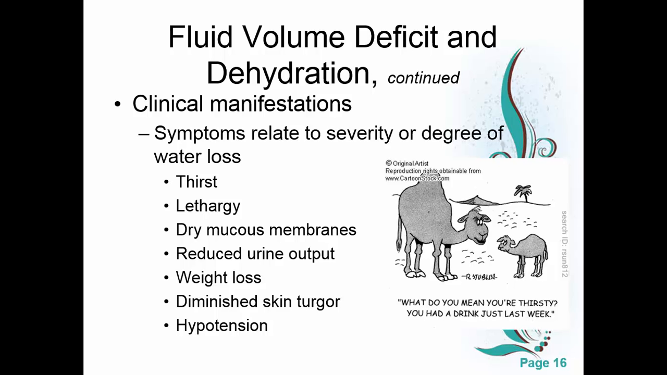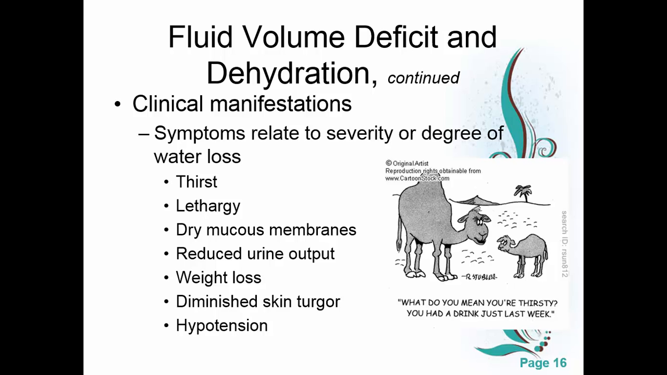Your fluid volume deficit is estimated by percentage of rapid weight loss. Loss of 2 to 5% of their total body weight is mild fluid volume deficit. Loss of 6 to 9% is moderate fluid volume deficit. And losses greater than 10% of that total body weight is classified as a severe fluid volume deficit.